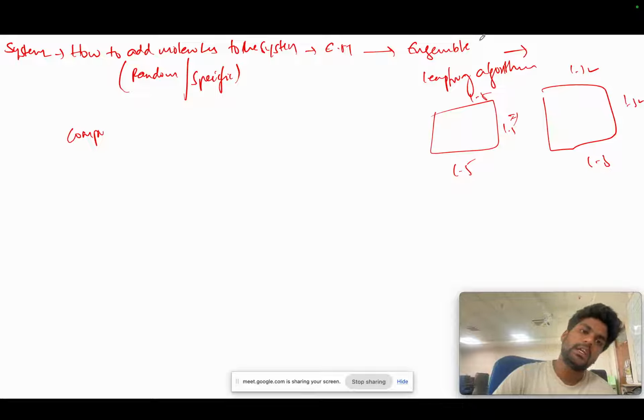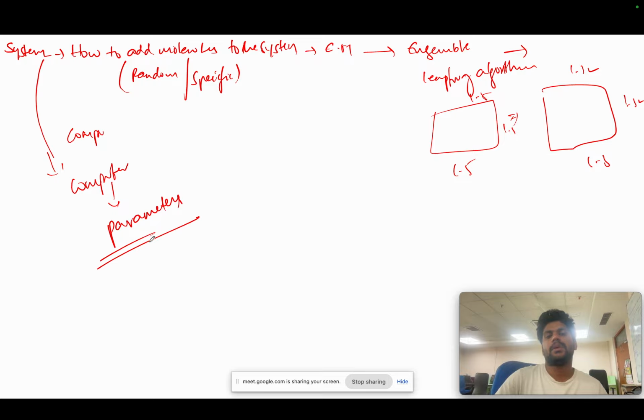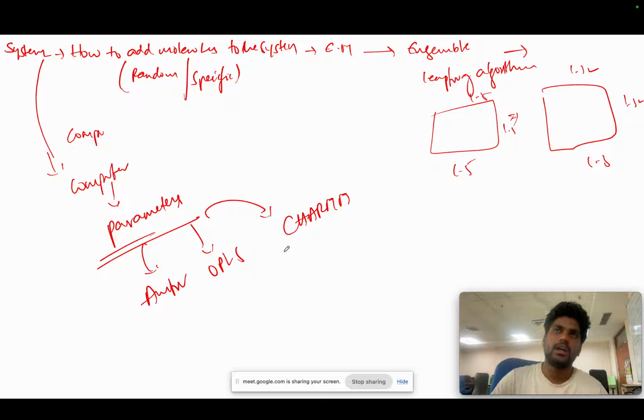So this is all how we can run the system, but how to define the system? That is the next question we need to ask ourselves. So to define the system to the computer, we need to know the parameters. For these parameters, there are different force fields to get them. One is Amber, OPLS, there is CHARMM. Based upon the system and the feasibility of that particular parameter set, we can apply it.